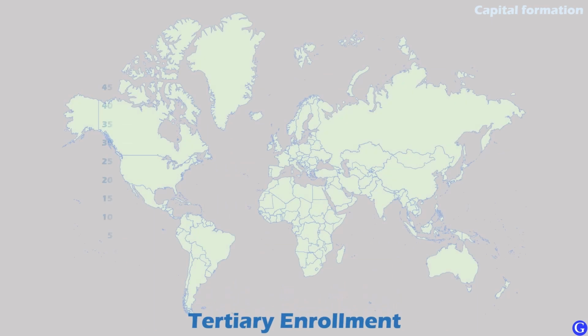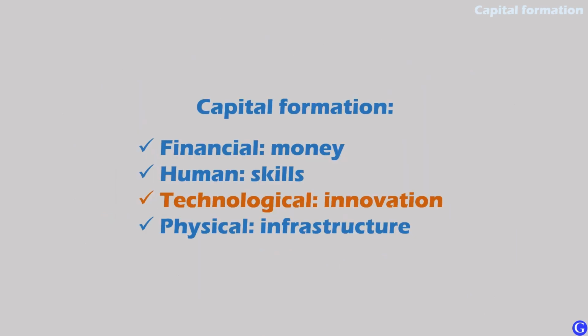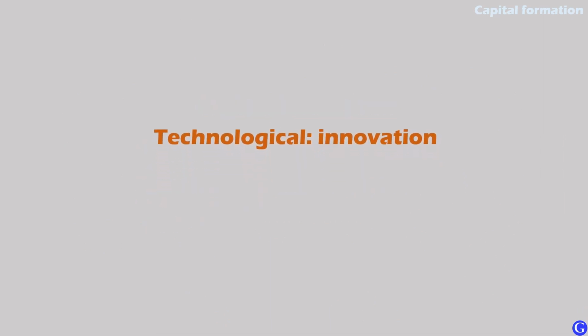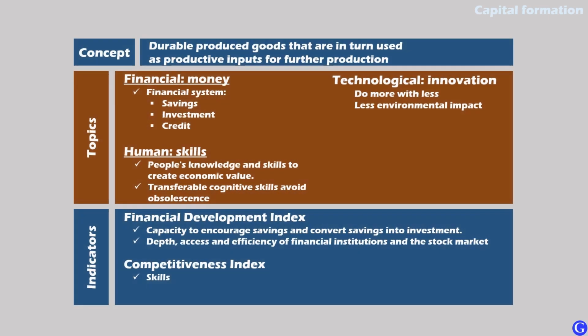To have a historical vision of the development of human capital, we can look at the time series of tertiary enrollment. In the graph, we see how from 1970 to 2018, there has been a magnificent growth in the proportion of higher education enrollment, which went from 10% to 40%. These are great news for global productivity. On the other hand, technological innovation makes it possible to have more efficient production processes. This is doing more with less or equal amount of resources, or producing less environmental impact.